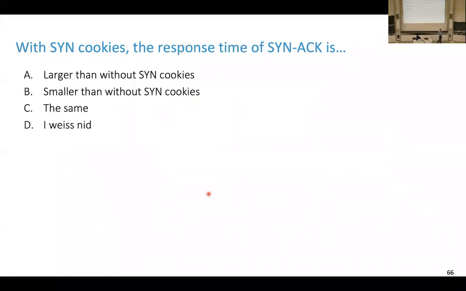So we will restart with a small poll. This time we enable SYN cookies, and the question is what is the response time of SYN ACK? So the response time is the time after receiving the SYN packet at the destination until sending the SYN ACK packet. So this is the time to process the information at the destination. So what do you think? So the poll is open. What do you think about that?